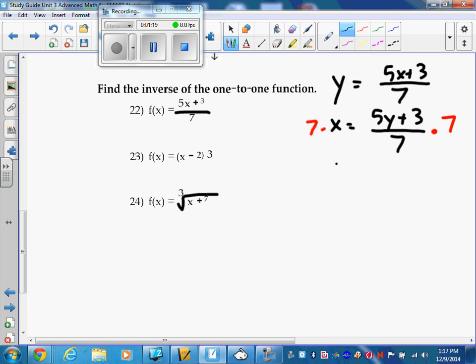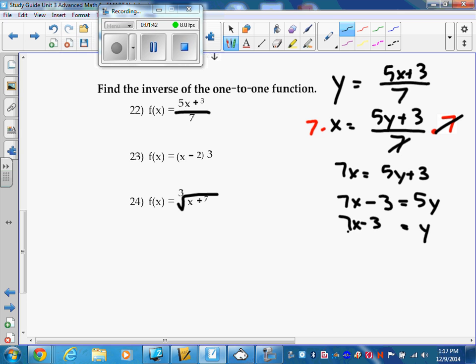So I get 7x equals 5y plus 3 because this 7 cancels with this 7. I like fractions. Now I'm going to subtract 3 from both sides. So when I subtract 3 from both sides, I get 7x minus 3 equals 5y. Now I'm going to divide both sides by 5. So y equals 7x minus 3 divided by 5, which is an answer.